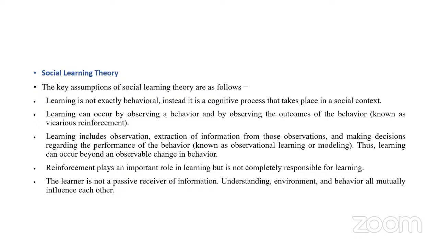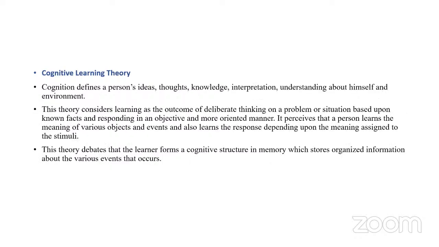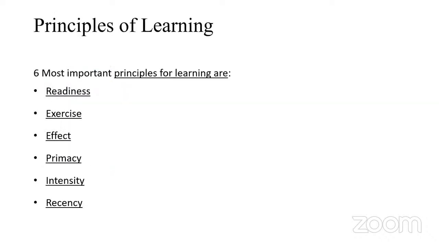The next one is social learning theory. Social learning theory says people learn from social context. That is, people learn by observing the behaviors of others, right? Behaviors of people around them, right? And the last theory is known as the cognitive learning theory. Now, what is cognition? What does cognitive mean? Cognition means a person's ideas, thoughts, knowledge, interpretation, and understanding about himself and the environment, right? So, the learner forms a cognitive structure in memory, which stores organized information for all the events that occur. This theory considers that learning is an outcome of deliberate thinking. People think about a problem, people think about a situation based on all the facts that they have. And then they learn something, then they acquire new knowledge, new behavior. That is what cognitive learning theory is all about.